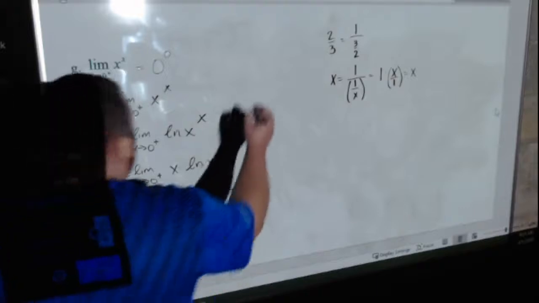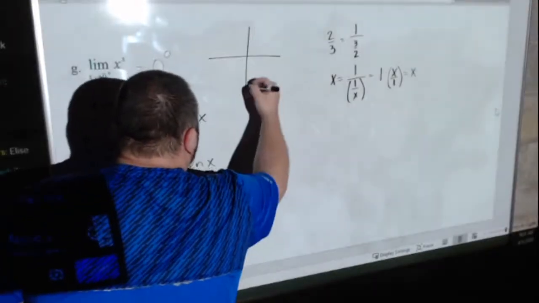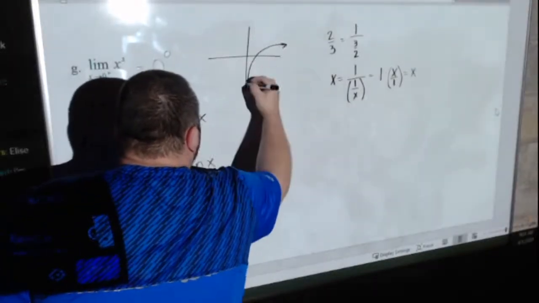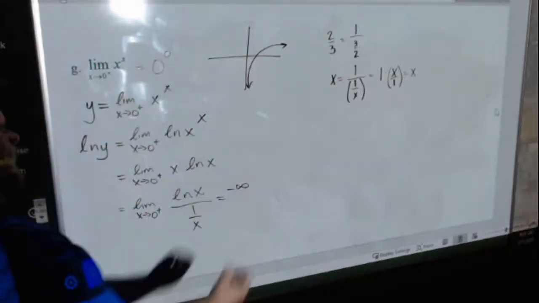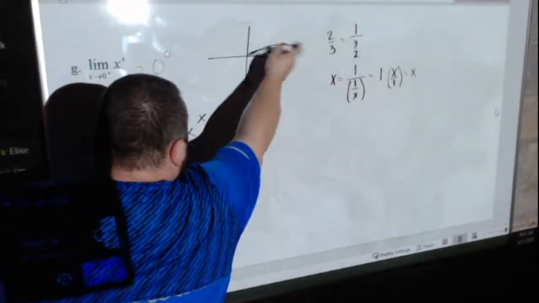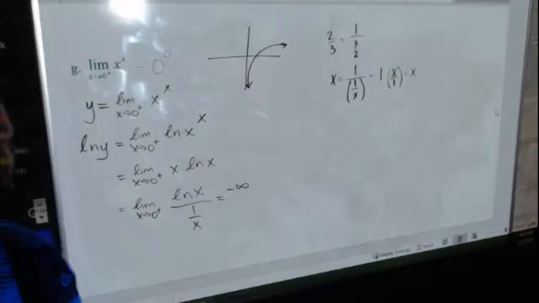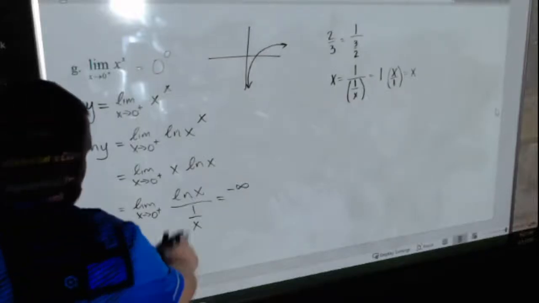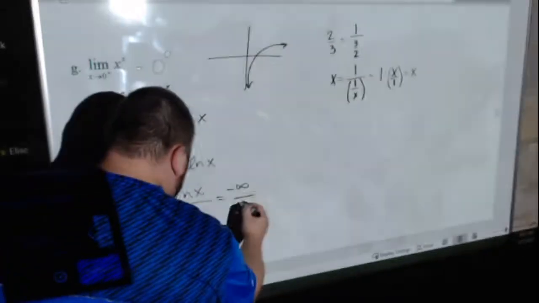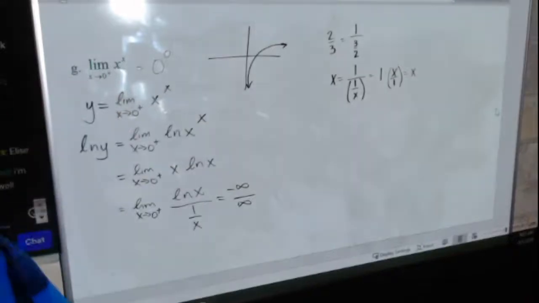And you're probably going, well, how in the world did you know that? Well, the natural log function looks something like that. So if x is approaching 0, this thing's heading off towards minus infinity. And then 1 over 0, well, that's infinity. So we get minus infinity over infinity, which is great. That tells me I can use L'Hopital's rule.